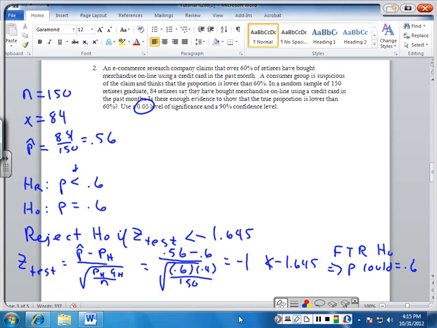By the way, on the sample size thing, we would take 60% of 150 and 40% of 150. Well, 60% of 150, 0.6 times 150, is equal to 90, and 40% of 150 is equal to 60, both greater than 5. So we're good to go on the hypothesis test.